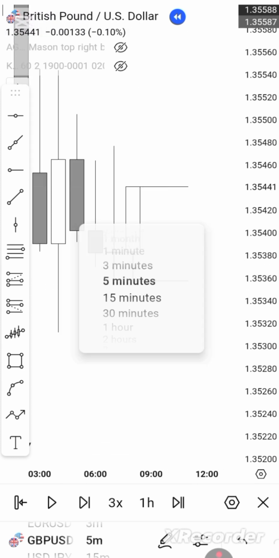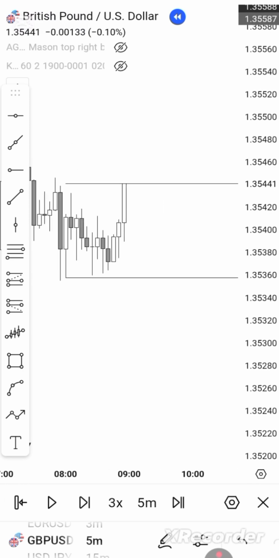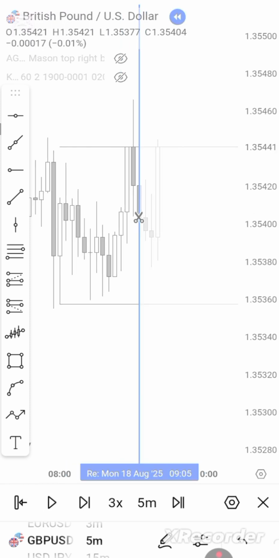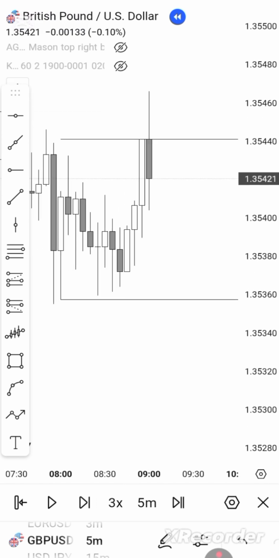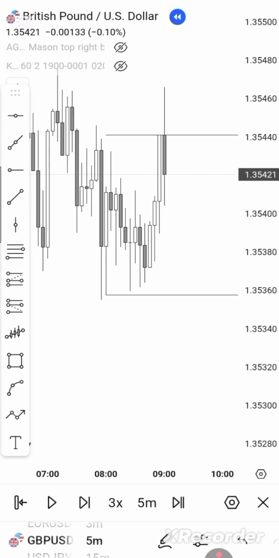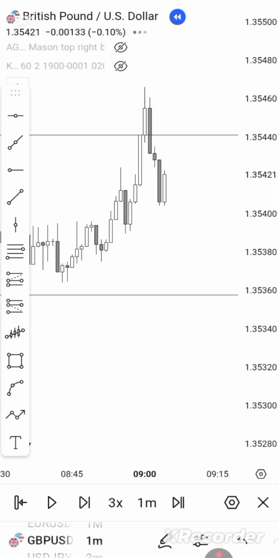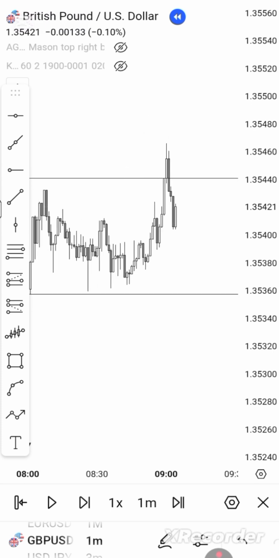Now, what are we going to do? Move to the 5-minute time frame and wait for the high or the low to be taken, and then price closes back in. Okay. Now, can you see? The high of the candle was taken, and then price closed back in. What we're going to do? Go to the 1-minute time frame. Now wait for a sweep here and a break.